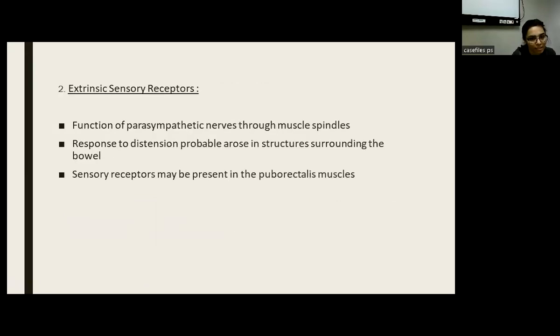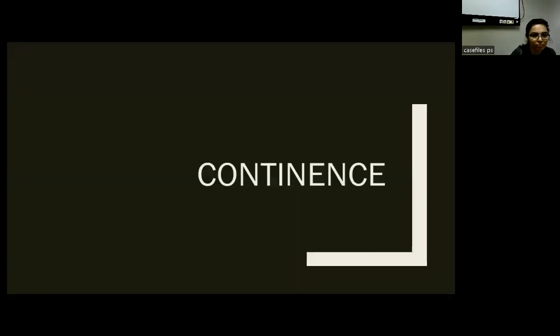Then there is the extrinsic sensory receptor. However, the main core reaction to rectal distension is the function of parasympathetic nerves through muscle sphincters. The fine rectal distension response arises in the structures surrounding the bowel, mainly receptors present in the puborectalis muscle.